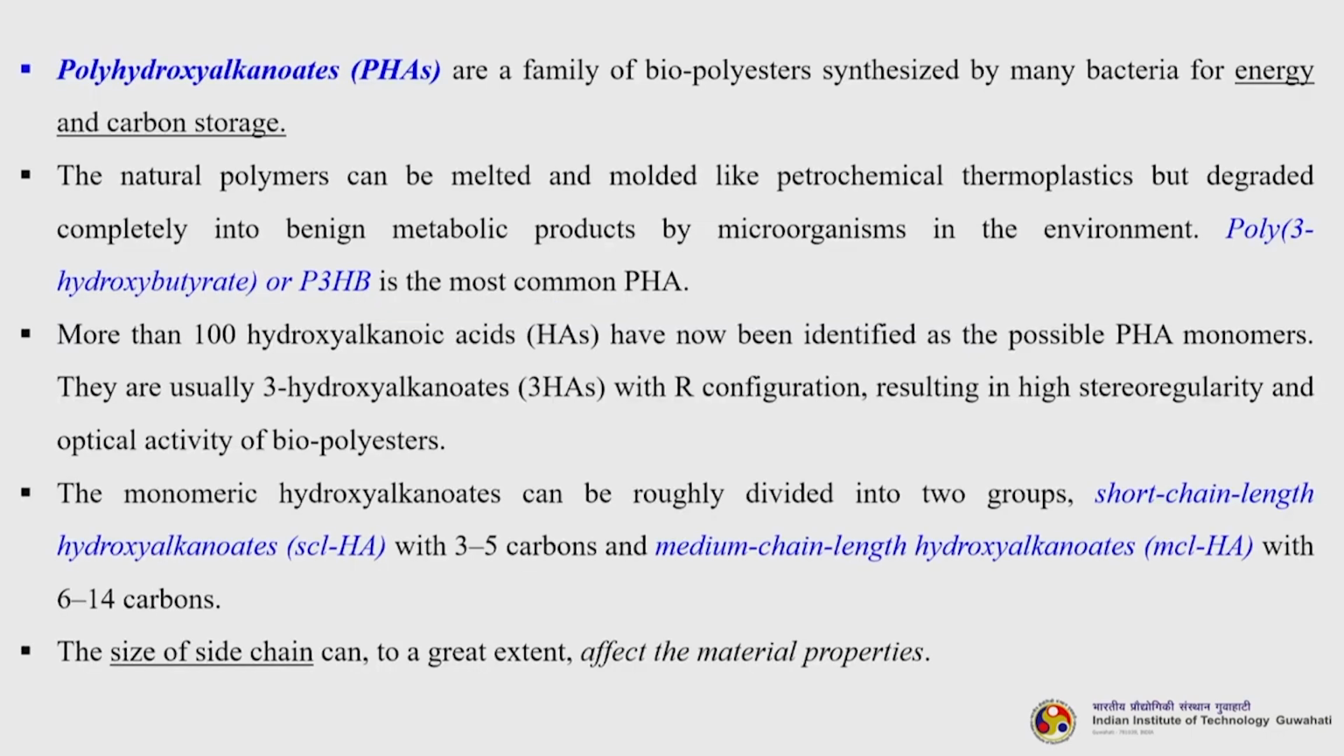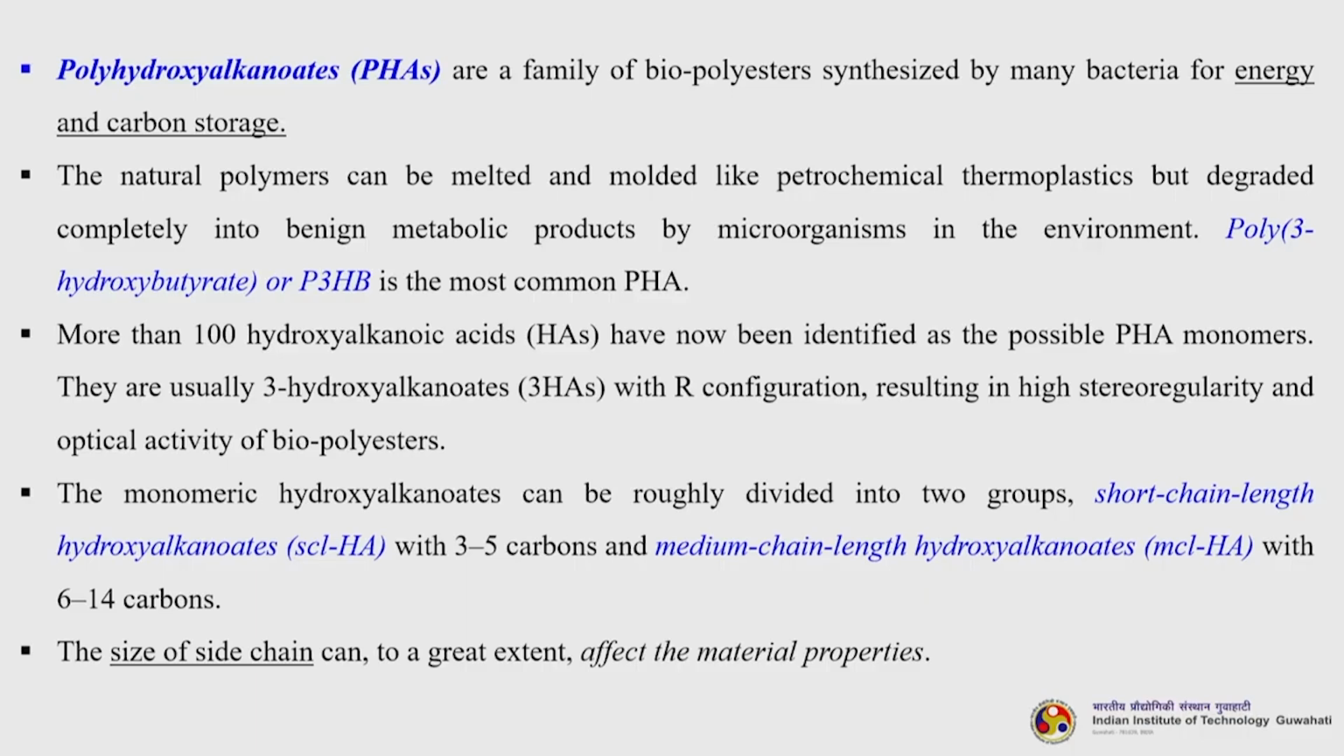Now, we will talk about another one of the most important commodity chemicals, okay, PHA, that is polyhydroxyalkanoate. So, PHAs are a family of biopolyesters synthesized by many bacteria for energy and carbon storage purposes. The natural polymers can be melted and molded like petrochemical thermoplastics, but degraded completely into benign metabolic products by microorganisms in the environment. P3HB is the most common PHA.